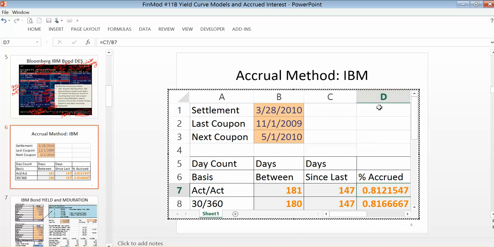Again, the annual coupon rate was 8 3/8. Half of that is a little bit over 4% on $1,000. I owe someone 80% of that $40.